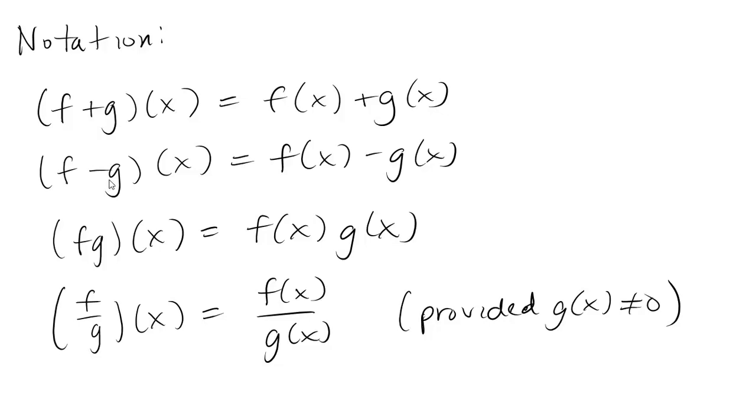F minus g of x means f of x minus g of x. F g of x means f of x times g of x. It's implied multiplication here and implied multiplication here. And f over g of x means f of x over g of x, provided that g of x doesn't come out to 0. You can't divide by 0. There's no new math here, it's just a new notation.